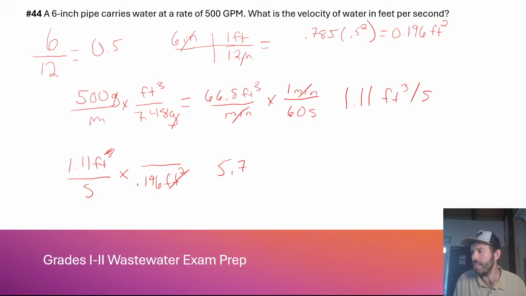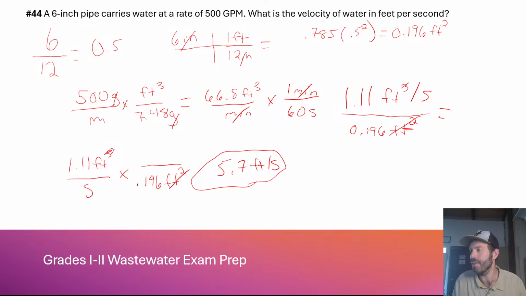The other way I've seen this done, and how I actually do it when I'm moving through an exam, because I don't write all this stuff out when I'm doing an exam. I just go for it. 1.11, actually I've already got it written up there. So let's go up here to this guy. 1.11 cubic feet per second divided by 0.196 square feet. And then that'll cancel, and that leaves me with feet per second over here. That's how you can cancel your units out. But the correct answer is 5.7 feet per second.